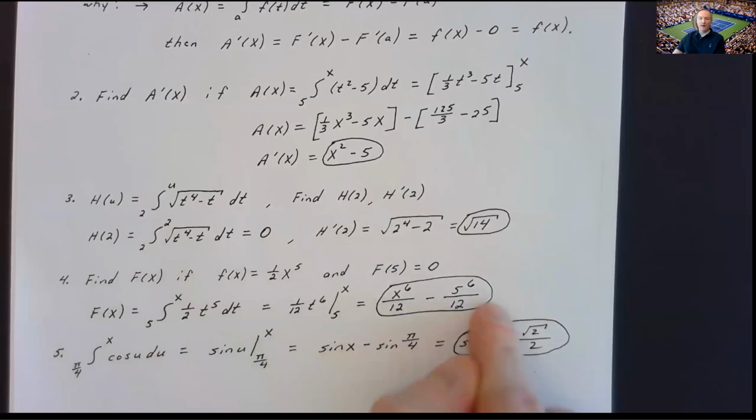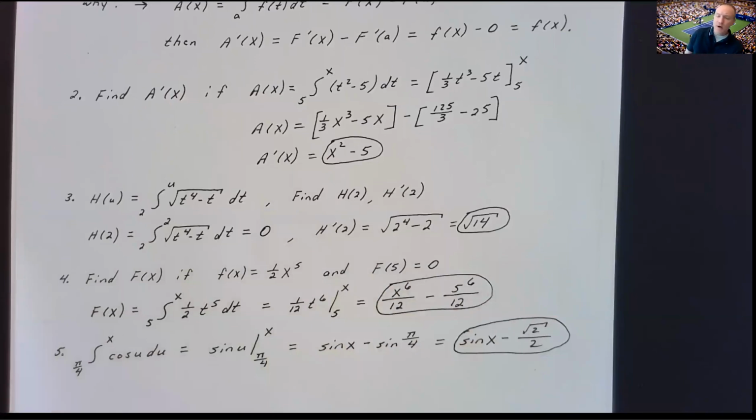For my next one, some of the problems in this section, you kind of wonder why they're in this section. Most of them will be like the ones we've talked about. Others, this one really goes back to the previous section where you're just using the fundamental theorem of calculus part 1, the evaluation theorem. It's having you integrate the cosine of u from pi over 4 to x. And so you'd say, well, the integral of the cosine is the sine, since the derivative of sine is cosine. Now I need to evaluate that from pi over 4 to x.